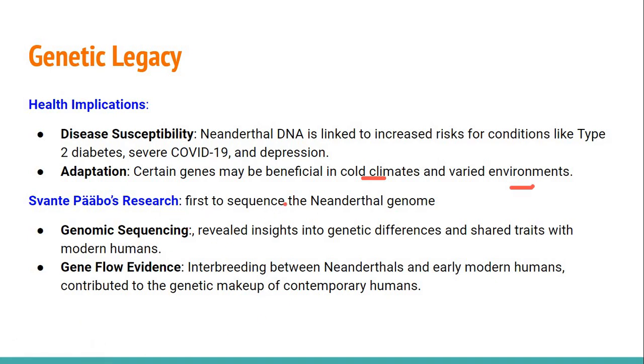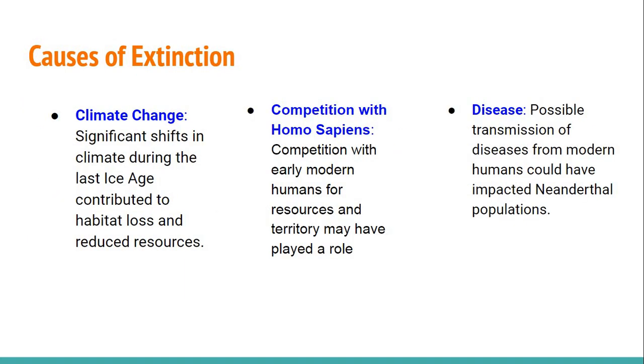Svante Pääbo's research was published, and he was the first to sequence the Neanderthal genome, as I have already told you. Through his genomic sequencing, he revealed genetic differences and shared traits with modern humans. He showed how the gene flow was there as the Neanderthals and early modern humans were interbreeding. So there was a flow of genes, and it contributes to about 1 to 2% of the modern Homo sapiens population at present.